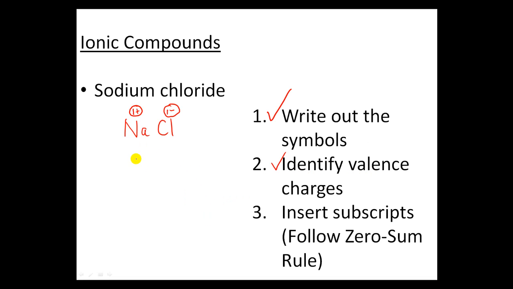So here we go. I've got a 1 plus charge because I have 1 sodium. And I've got 1 minus charge because I have a 1 chlorine. If I add these two numbers up, what do I get? 0. So it follows the zero-sum rule. So this is stable. I don't need to add any subscripts to any of these elements because their overall charge is 0, and so they are considered to be a stable compound.